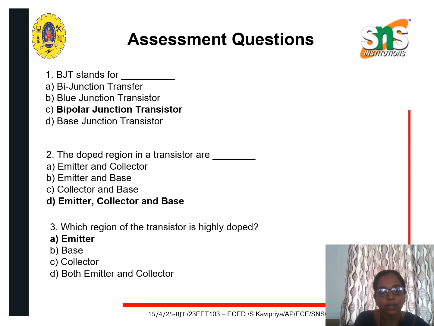And next is the assessment. BJT stands for bipolar junction transistor. The doped regions in the transistor are emitter, collector and the base. All are doped. The region where it is highly doped is the emitter.